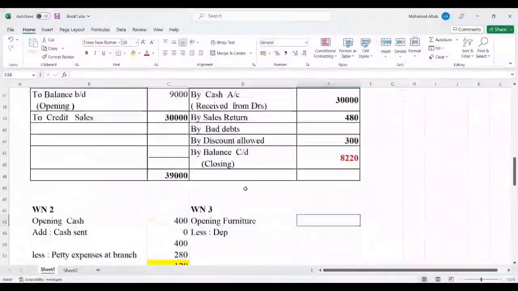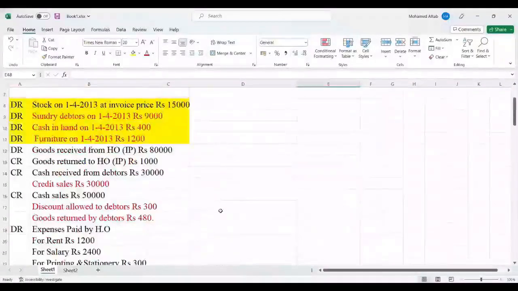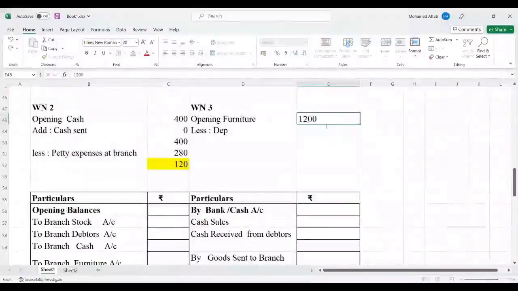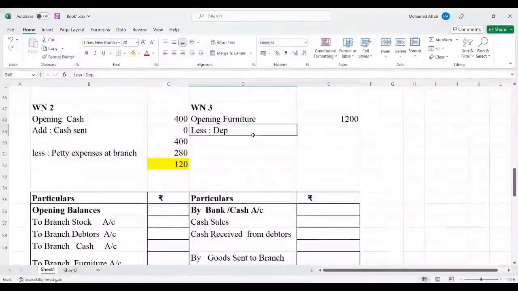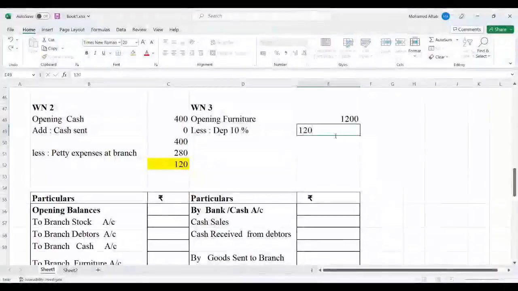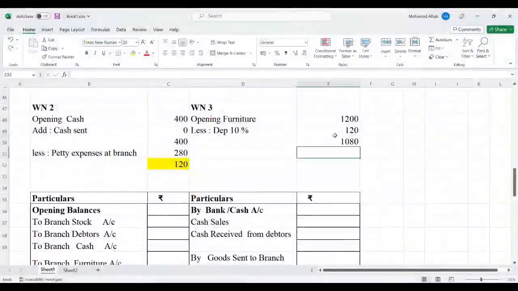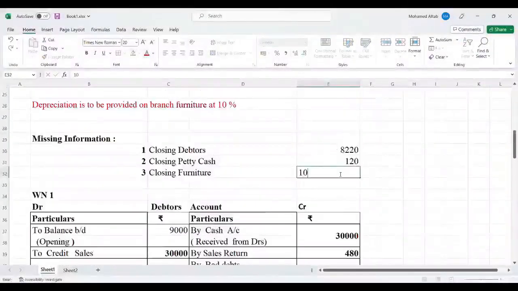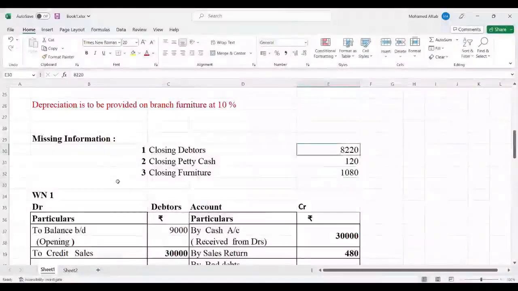Now the third working note, the closing furniture is missing. So opening furniture is 1,200, and less depreciation 10%. They are mentioned in the problem. 10% depreciation should be calculated. That is 10%, 120 is coming. 1,080 is closing furniture. So closing furniture is 1,080. So all three missing pieces of information we are done.